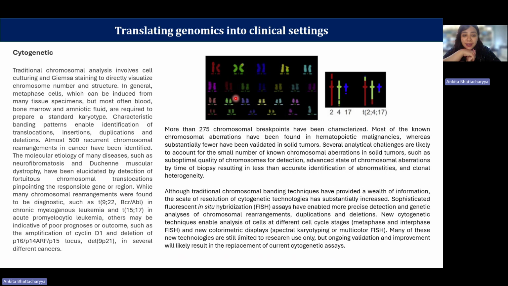Several analytical challenges are likely to account for the small number of known chromosomal aberrations in solid tumors, such as suboptimal quality. For example, the way in which your staining has been done at the time of isolation, chromosomes were not properly isolated, or the slide on which karyotyping needs to be done was not prepared properly. Advanced states of chromosomal aberrations can be present. A lot of possibilities exist.